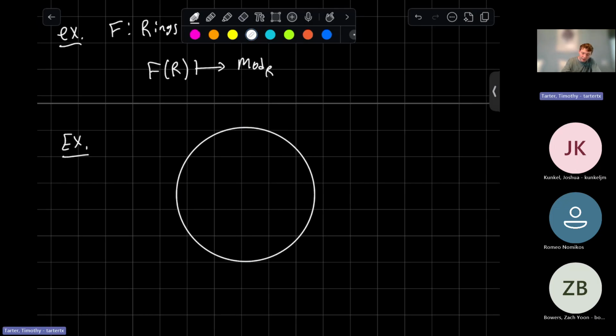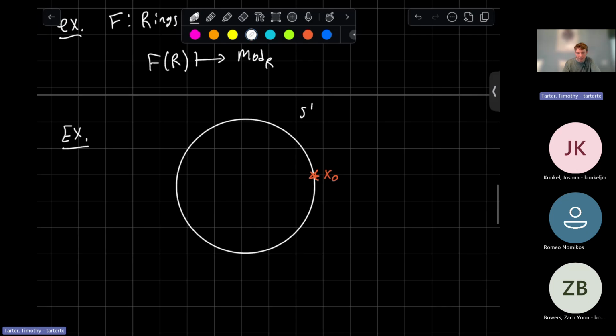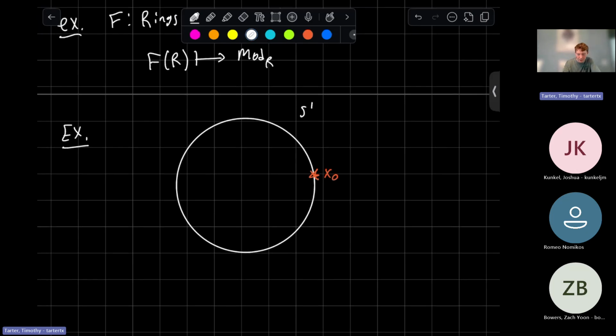If we establish a base point on this circle, we're going to call the circle S1. It's a one-dimensional sphere. And we have a base point on the circle, x0. There are really two types of loops that we can make. We can have trivial loops that go out and come back. And because there's no hole on the circumference of the loop, we can pull it back to just the base point. And that's a trivial loop.